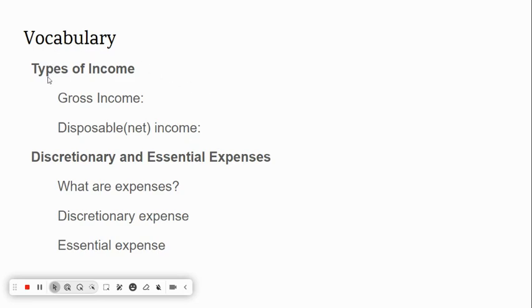Our first vocabulary words for this section are the types of income. Gross income is the first type of income that you're going to hear about. Gross income is before all taxes are deducted. If you are getting a paycheck, gross income is how much you made before they take out all of the taxes and different deductions for Social Security and other things. So it's a lot larger than the amount of money you actually take home.